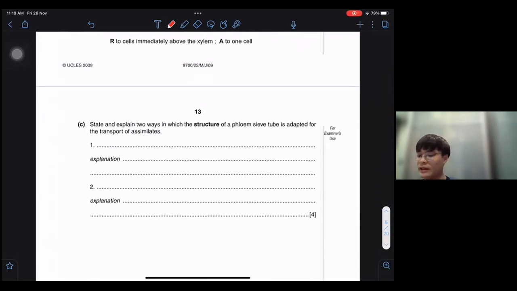And for the next part, state and explain two ways in which the structure of a phloem sieve tube is adapted for the transport of assimilates. Do you want to try this question? I already mentioned it just now.